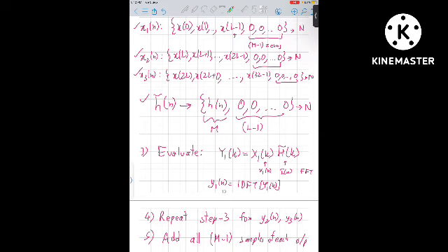So now we will again repeat step 3 for y2 of n and y3 of n. We will take x2 of n and its corresponding FFT, multiply that with h tilde of k, and then take the IDFT. Do the same for x3 of n, and you will get y3 of n. Now we will add the m minus 1 samples of each output. How will we do that? Let me show you.